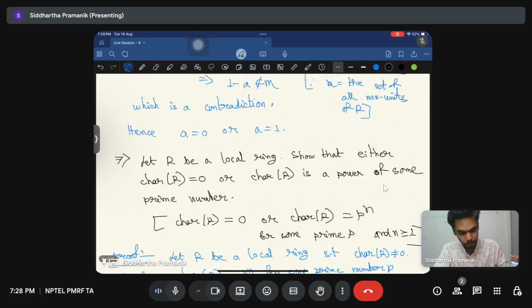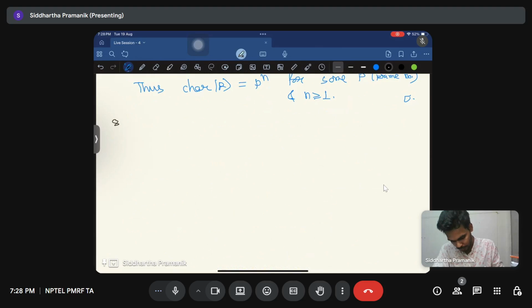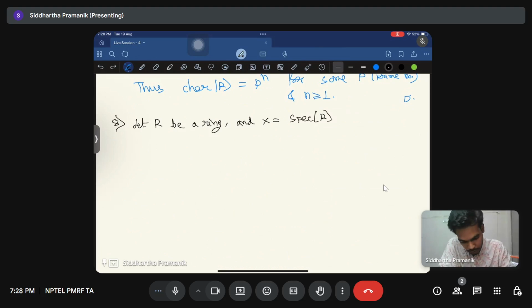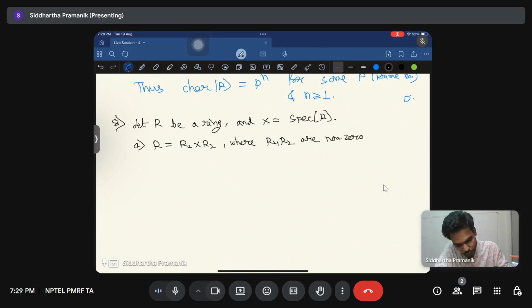So this is problem number 8. Let R be a ring and let X be the prime spectrum of the ring R. Prime spectrum means the set of all prime ideals of R. And let's say A: R equals R1 cross R2, where R1, R2 are non-zero rings.